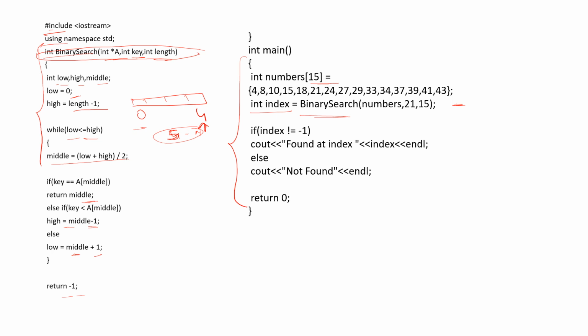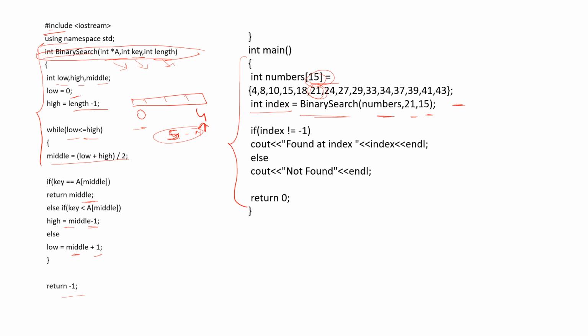We have to write the arguments in the same order. We'll have int a, then int key, and then int length. So int a is nothing but numbers, int key is nothing but 21. You can give any. I have given 21 because it's over here, so it will give found, or else it won't be found. And then 15 is the size.